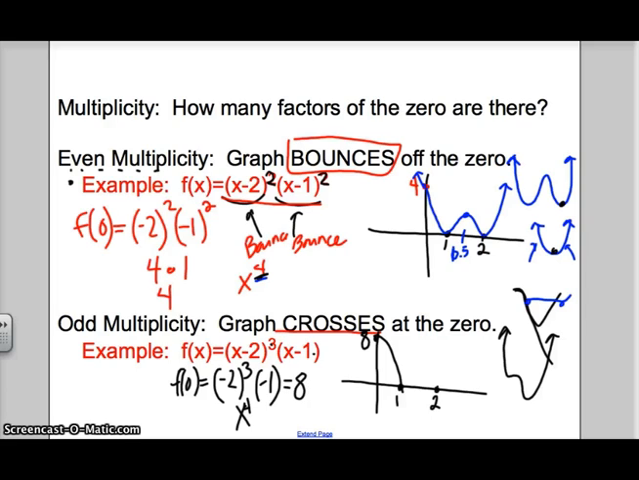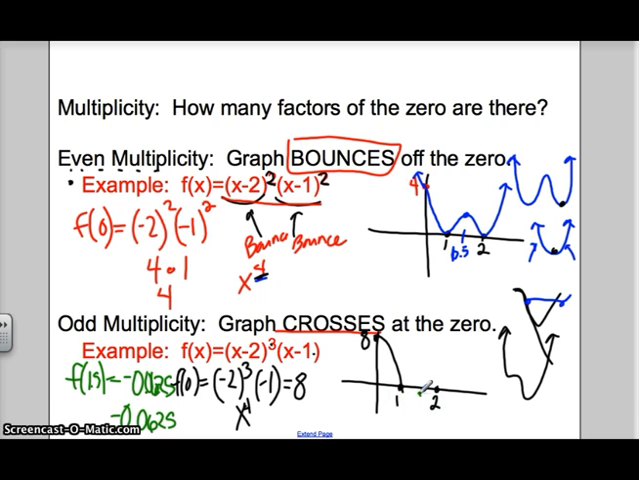It looks like when I plug in 1.5, I get approximately negative 0.0625. So it's really tiny. Sorry about that, negative 0.0625. So it's really quite close.